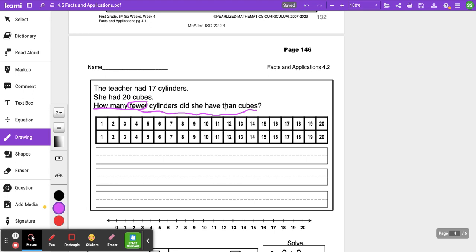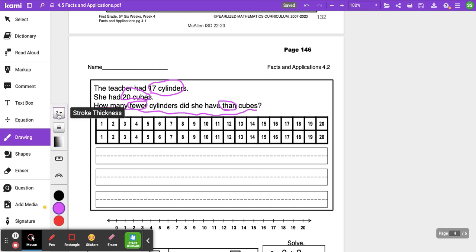Fewer than. This word than tells me that I'm going to compare. And when I compare, I want to find what is different. So we're looking to see what is different between the 17 cylinders and the 20 cubes. What is different between these two?